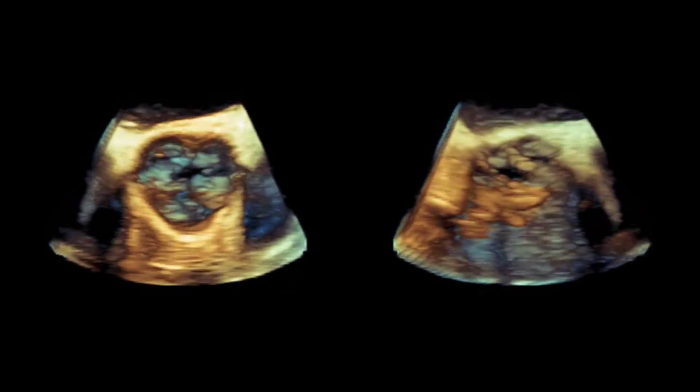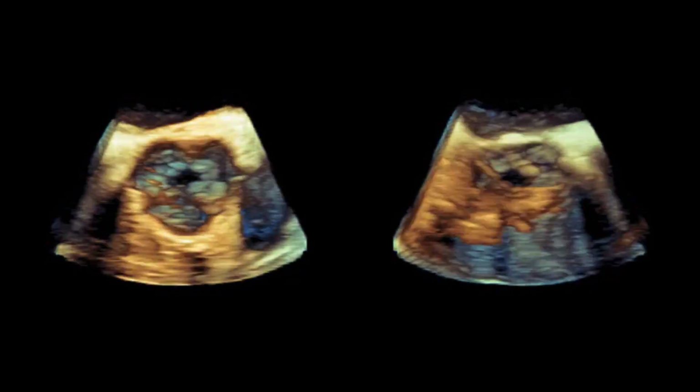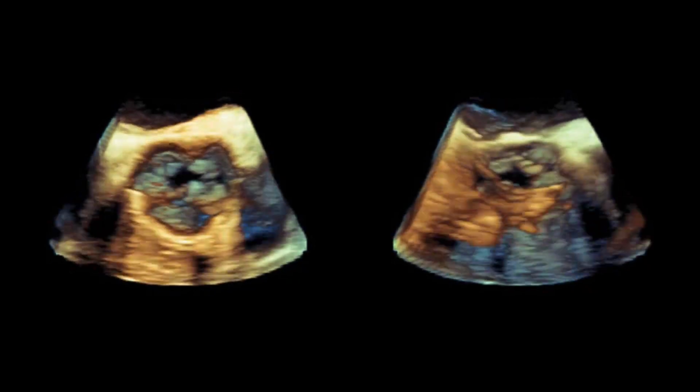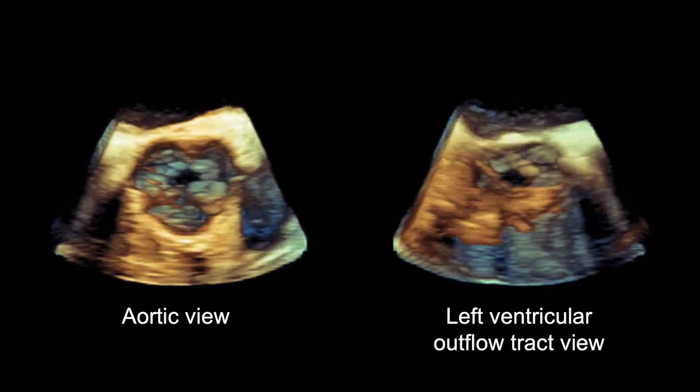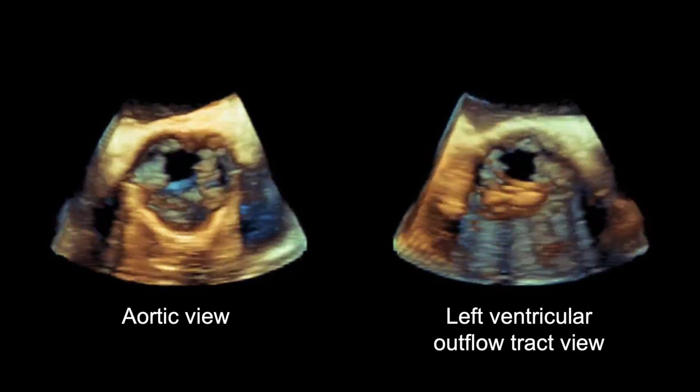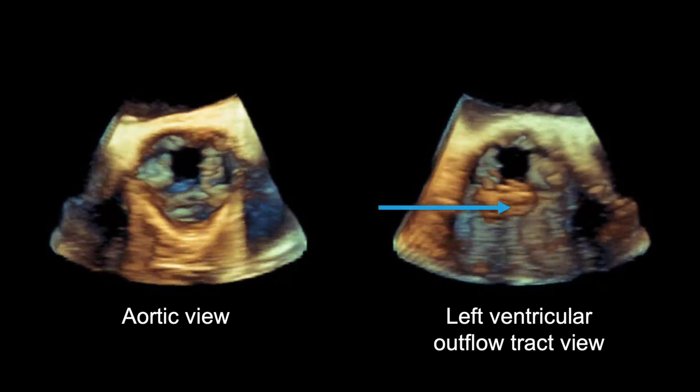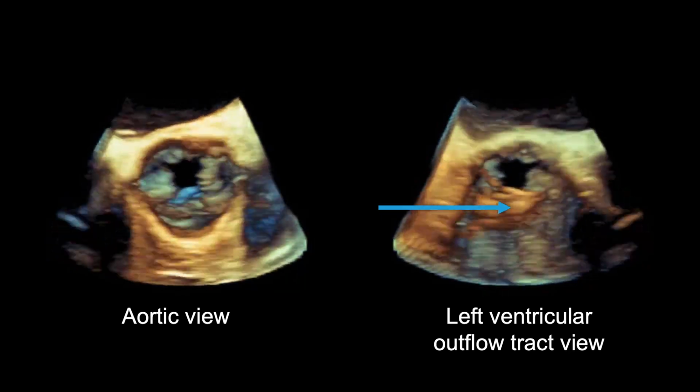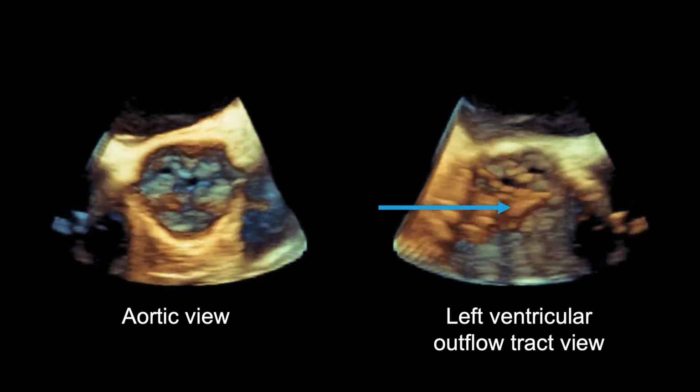Here, with the echocardiography probe in one position, you can see the tissue aortic valve from both the aortic view and the left ventricular outflow tract view. There is a prolapse of the leaflet protruding into the left ventricular outflow tract.